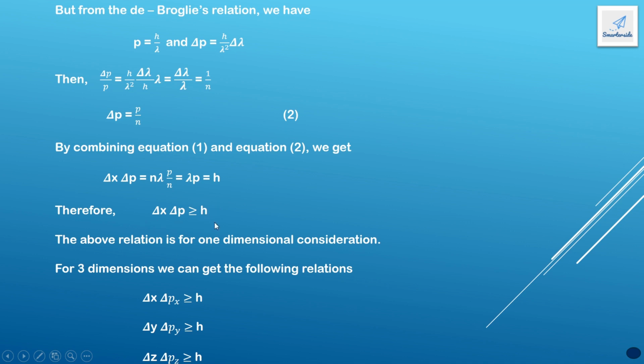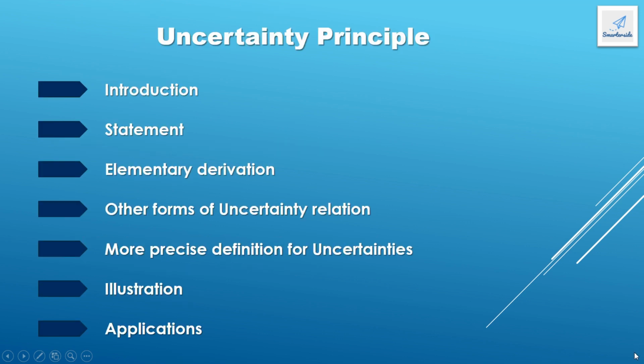And this relation is for one dimensional consideration, and for three dimensions we can get the following relations, that is delta x into delta px is greater than or equal to h, delta y into delta py is greater than or equal to h, and delta z into delta pz is greater than or equal to h. And now we can see the various forms of uncertainty relation.